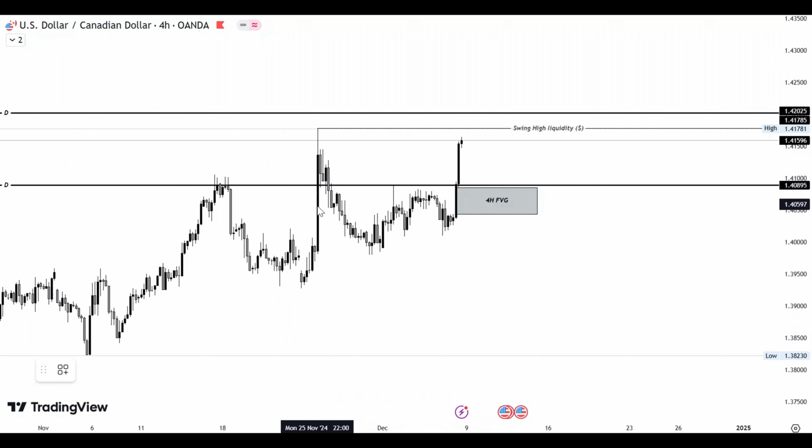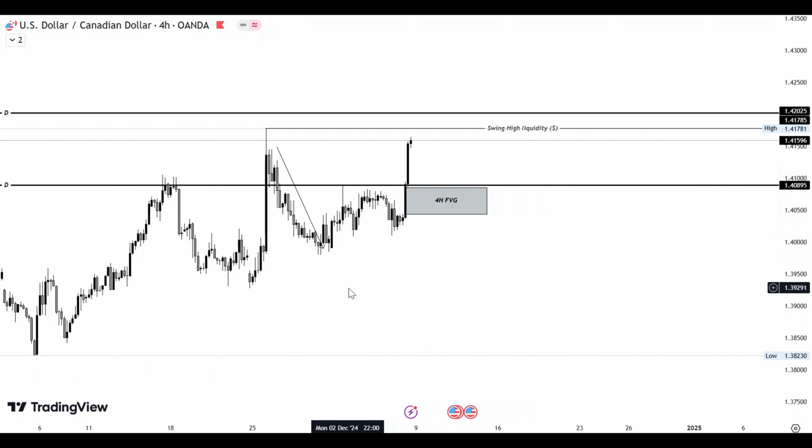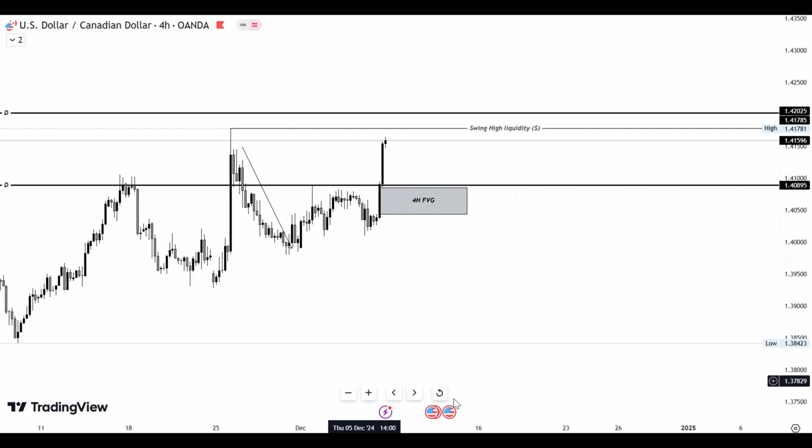there was a big inefficiency here. That was what caused the market to come down to fill this imbalance. Now, after filling that imbalance, the market respected this order block here.